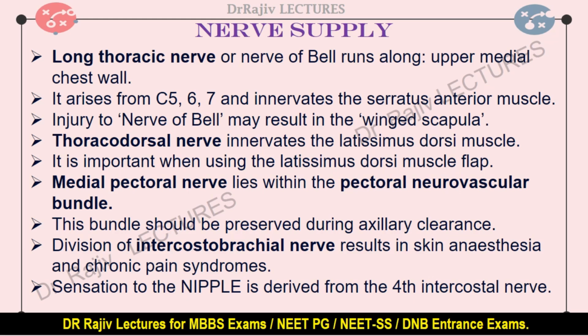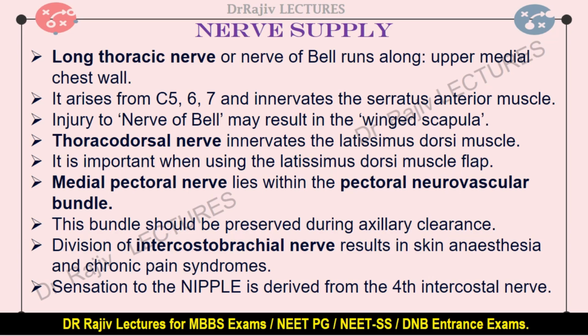The intercostobrachial nerve is formed by the merging of the lateral cutaneous branch of the second intercostal nerve with the medial cutaneous nerve of the arm. This nerve is sensory for the medial surface of the upper arm and skin of the chest wall along the posterior margin of the axilla. Division of these nerves results in skin anesthesia in these areas as well as chronic pain syndromes in a small number of patients. And this possibility should be explained to the patients before axillary dissection.